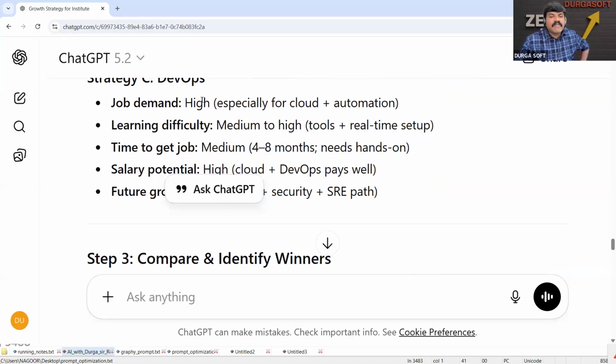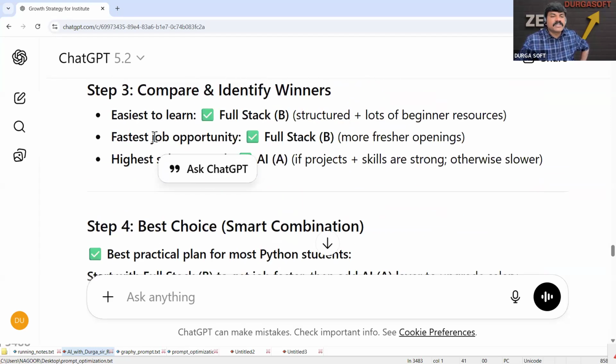Next, what about DevOps? Job demand is high. Learning difficulty medium to high. Time to get the job medium. Salary potential high. Future growth is high. Now compare and identify the best.